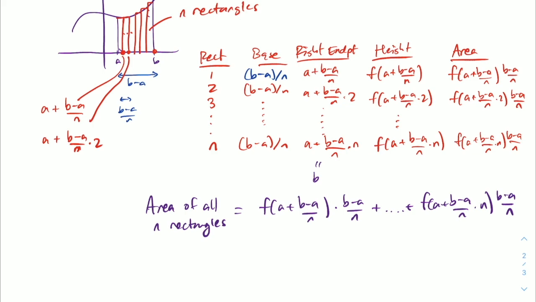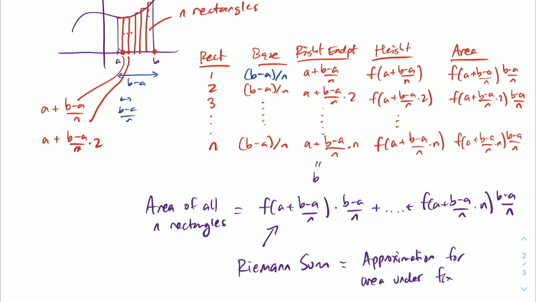And this gets a special name. This is called a Riemann sum. A Riemann sum. It's an approximation for the area under f of x from x equals a to x equals b.